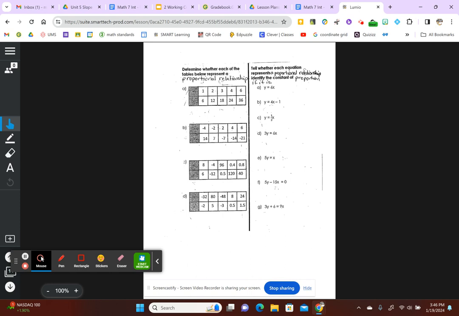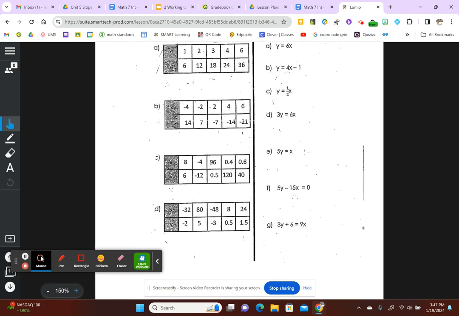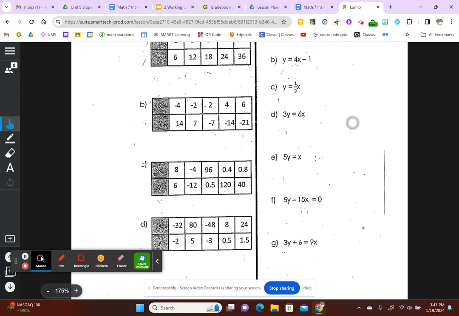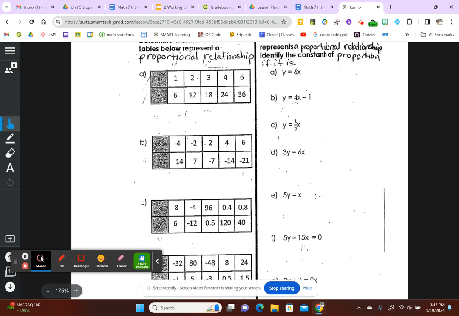Now, if I go to the next page, this says determine whether each of the tables represents a proportional relationship. Okay, so do these and stop the video and start it again to see if you are correct.